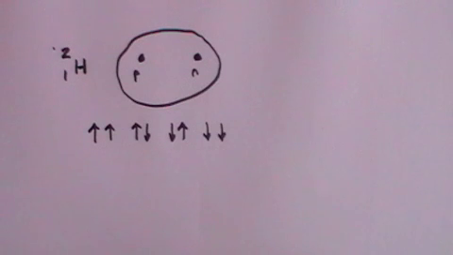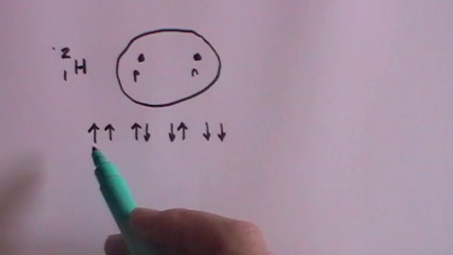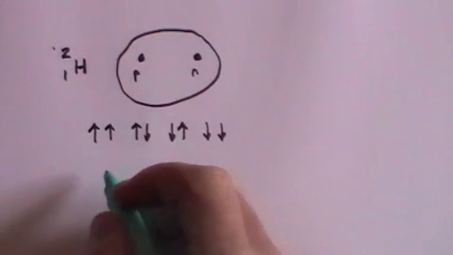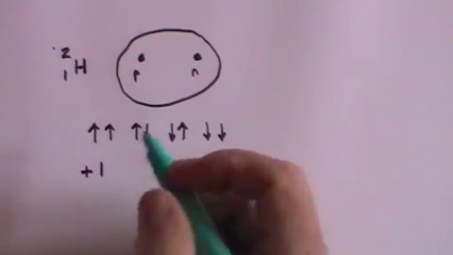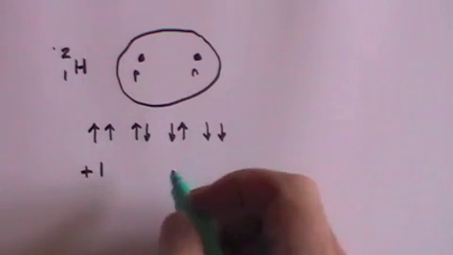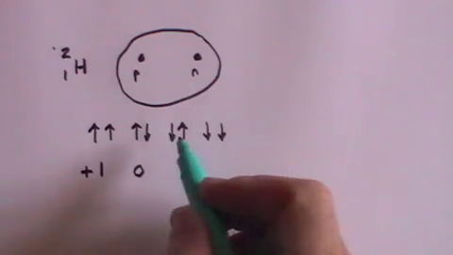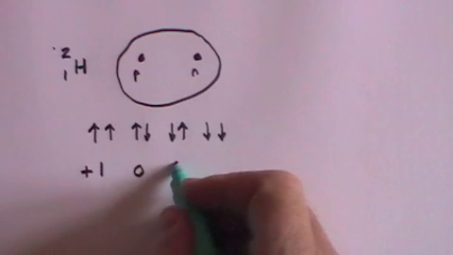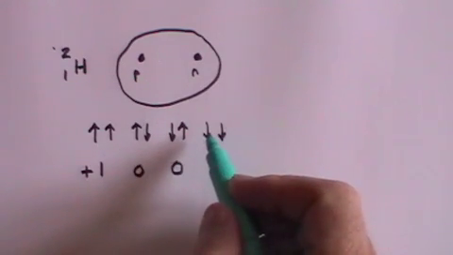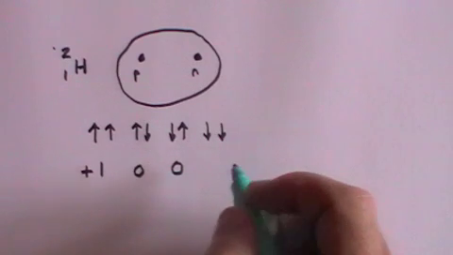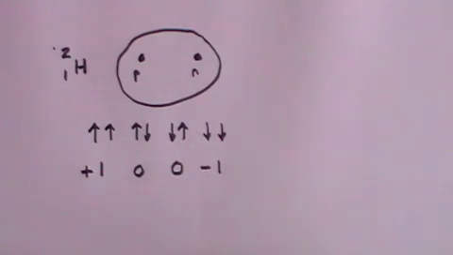So what is the sum total of the spin in these cases? Well, here, remember the spin is a half. So here you've got half plus a half because they're both up, that's plus 1. Here you've got half minus a half, that's 0. Here you've got minus a half plus a half, that's 0. And here you've got spin down, so that's minus a half minus a half, which is minus 1.